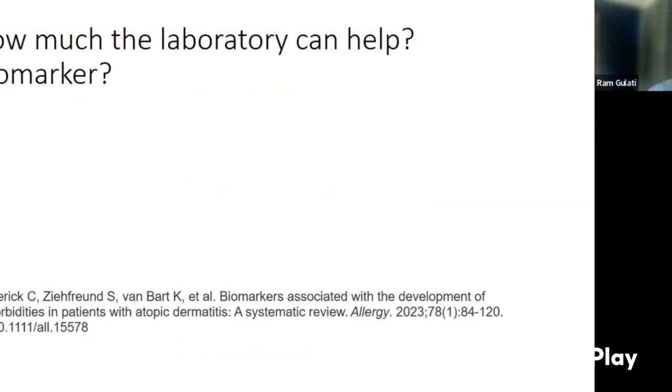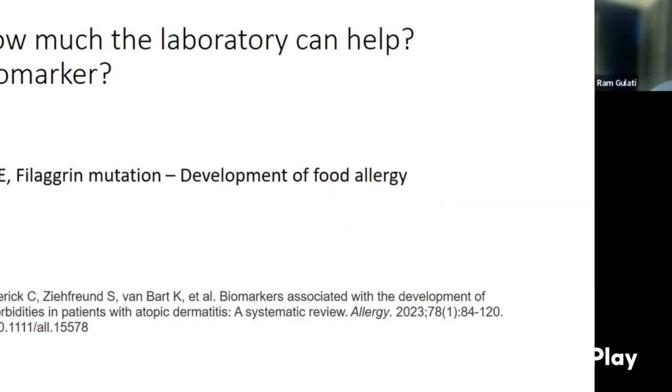How much can the laboratory help? Do we have any biomarkers for atopic dermatitis? I think IgE and filaggrin mutation are the candidates. For IgE, for example, Dr. Ramamurthy already said 20% of the people who have been designated as intrinsic atopic dermatitis do not have IgE hyperreactivity.